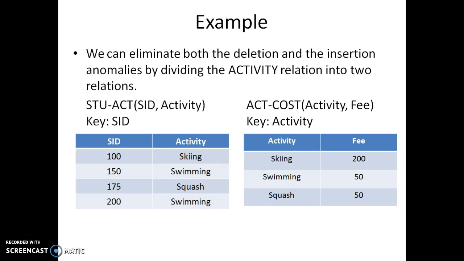Now how do we eliminate the anomalies and divide the table into two relations? We have that table in our activity example. We divide that table into two tables. The first table is the student activity table and the second table is the activity cost table. In the first table there are two columns, SID and activity. In the second table there are two columns, activity and fee. In the first table SID is the key attribute and in the second table activity is the key attribute. Now in both tables we don't face anomalies like insertion and deletion, because we can insert, update or delete a row individually in each table.